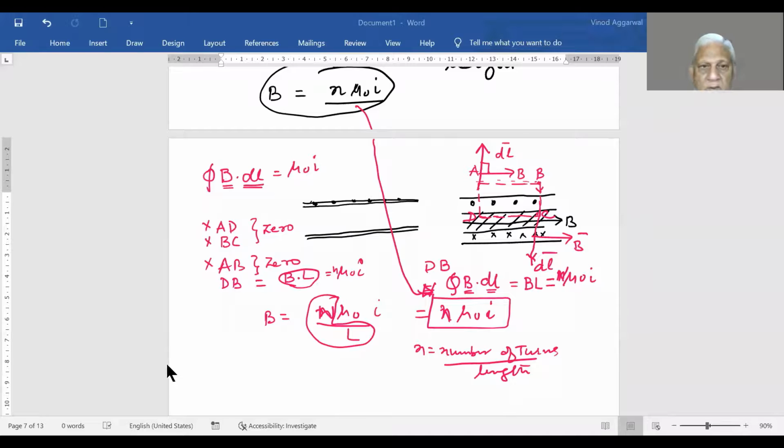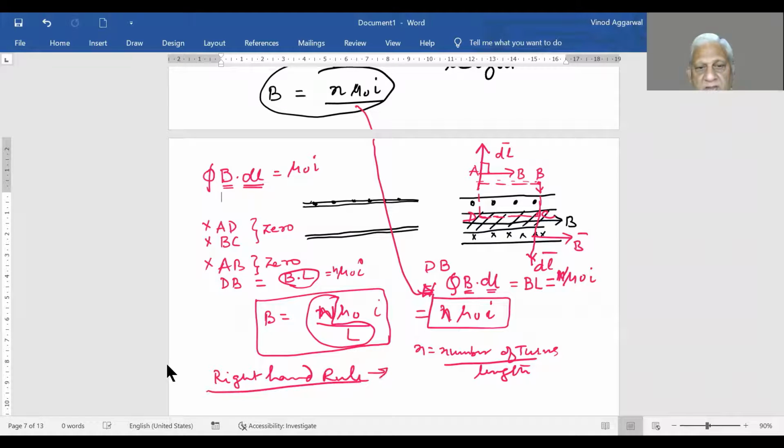This formula does not give you the direction of current. It only gives you the magnitude. How do you find the direction of the current? Again, simple right hand rule. Right hand rule will give you the direction of the magnetic field.